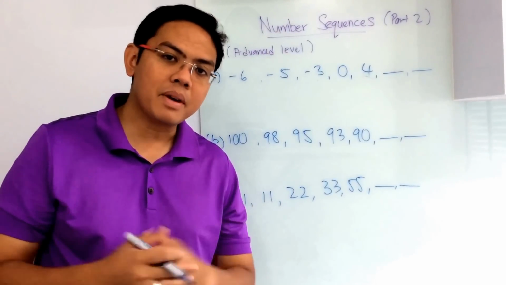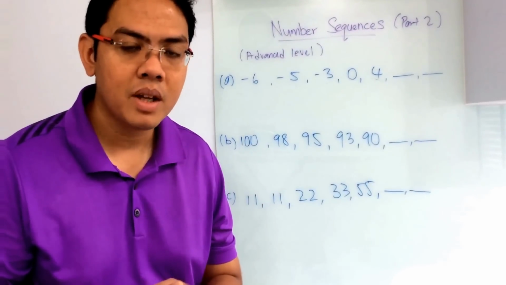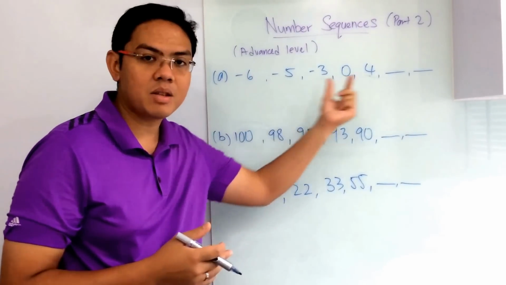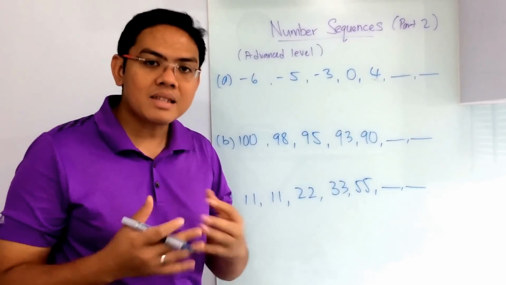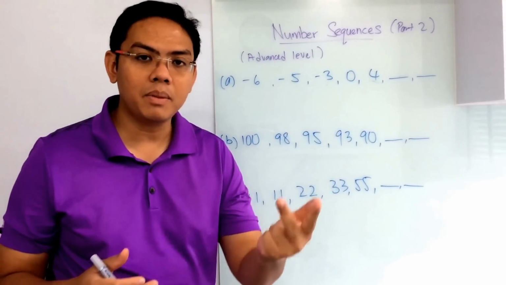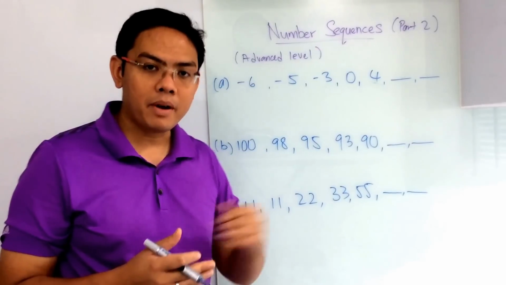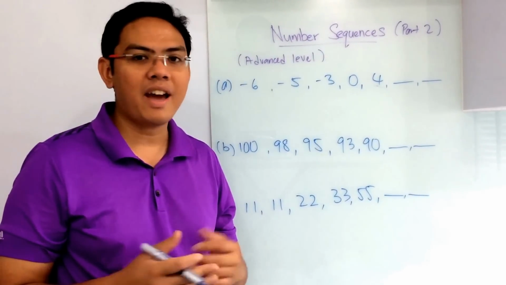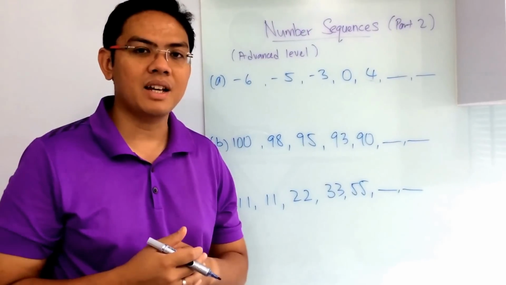For this video, I'll be touching upon questions which are more intermediate or advanced level. If you have seen my first video on number sequences, I mentioned that from the first term to the second term and the subsequent term, there is a constant value that you add, subtract, multiply or divide. But for these questions that I have written on the board, it may not have to be the case. So let's take a look.